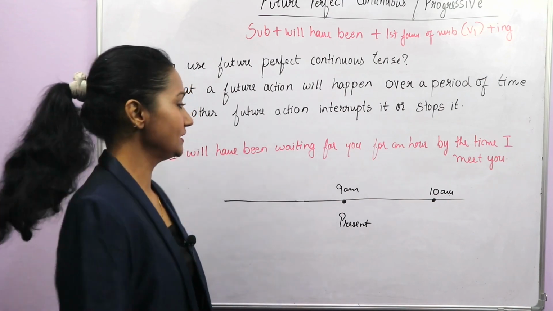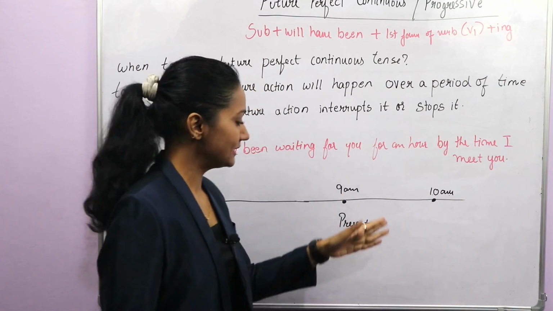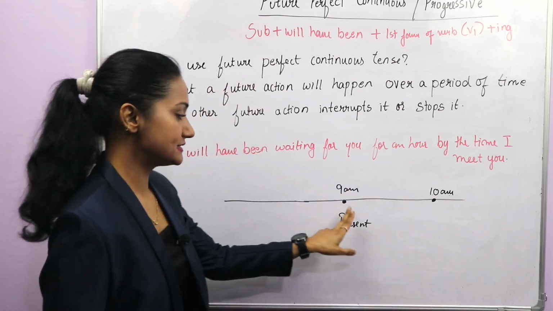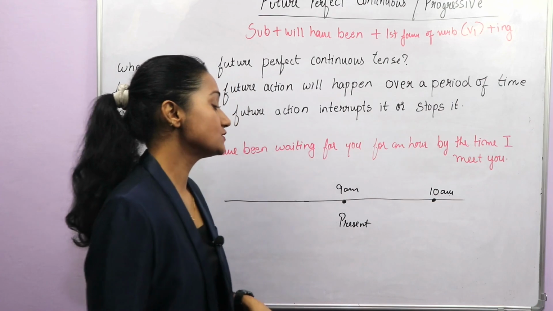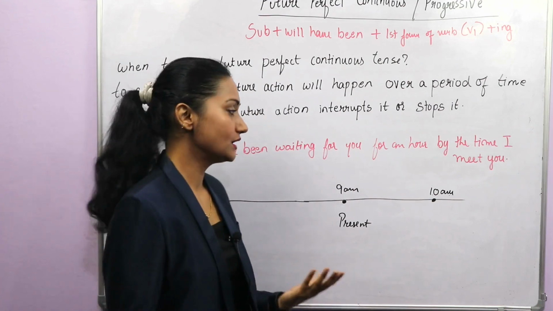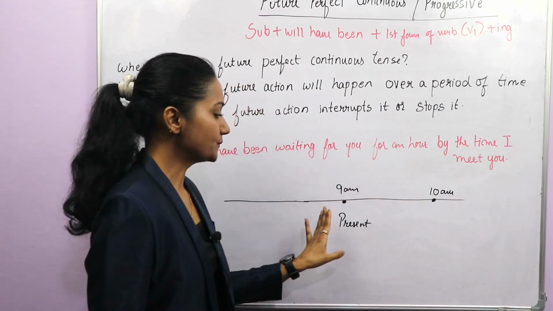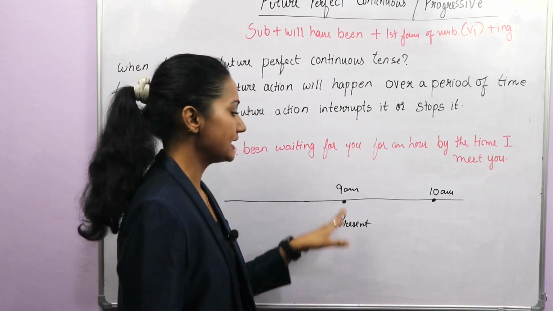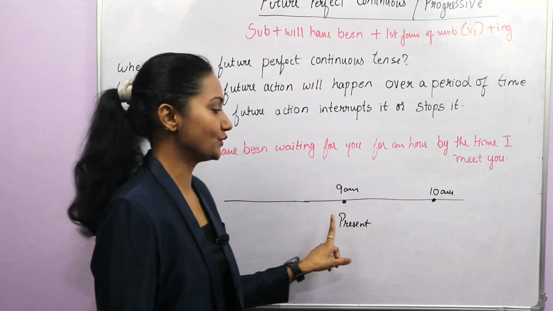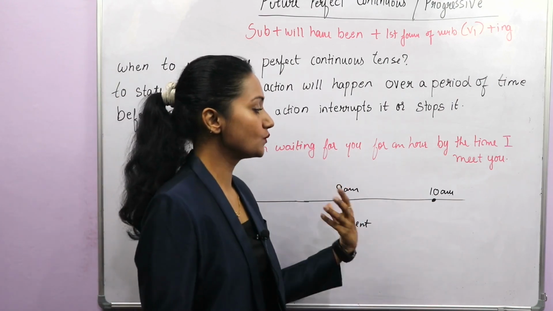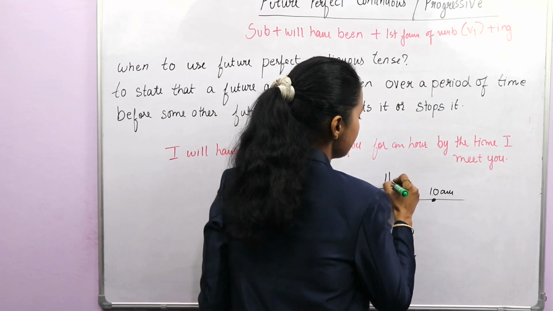Let's take another example. I will have been waiting for you for an hour by the time I meet you. Let's look at it on the timeline. Here this is present. Just imagine that it is 9 a.m. right now, and I and my friend decided that we would meet at 10 a.m. So I have reached the place at 9, a bit early, and the action of waiting starts at 9 a.m. I know that my friend will come at 10 a.m. So here there is a duration of 1 hour.